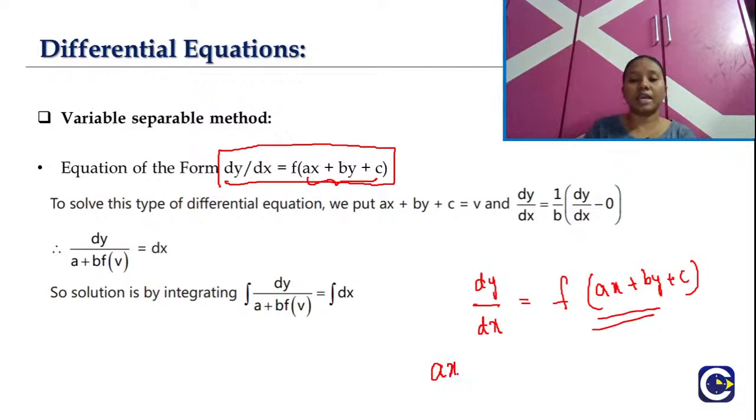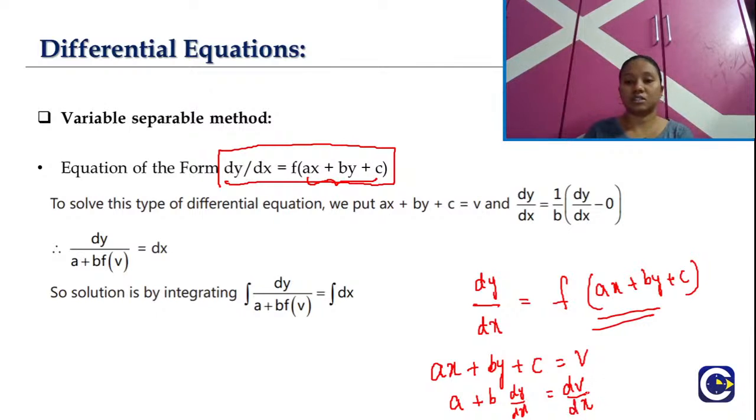So, here ax plus by plus c will be considered as v, and from here we can differentiate this equation and we could get our format dv by dx, right? And then we can further integrate it by taking the dy by dx, right? So, from where we can substitute dy by dx, so we can differentiate here. So, it will be a plus b dy by dx, which is equal to dv by dx, right?